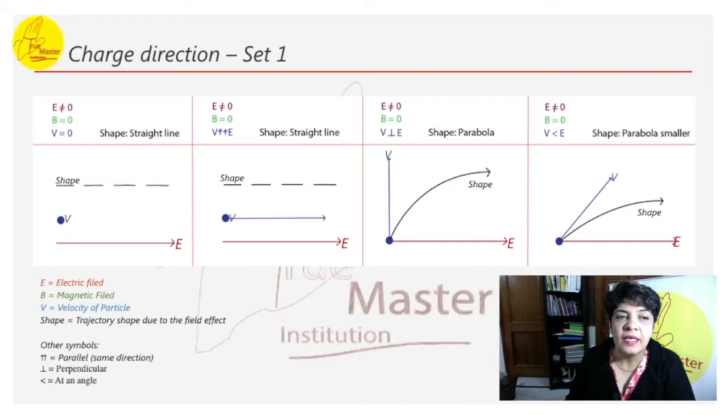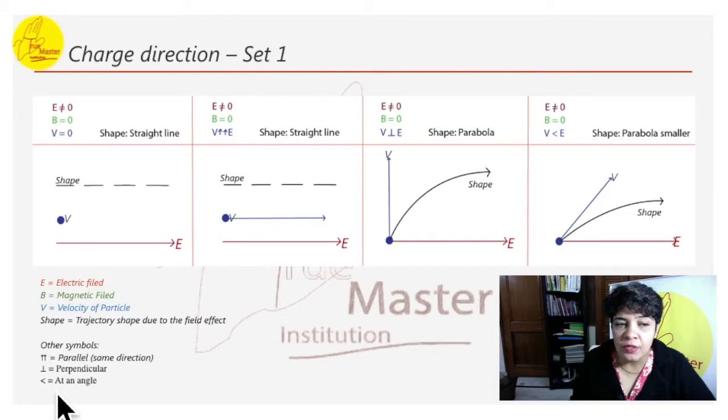Before we start, let's look at the legend at the bottom to understand the terms. E represents the electric field. B represents the magnetic field. V is the velocity of the particle. The double arrow represents parallel. The reverse T represents perpendicular. The angle symbol represents the angle at which the particle is thrown in the field.